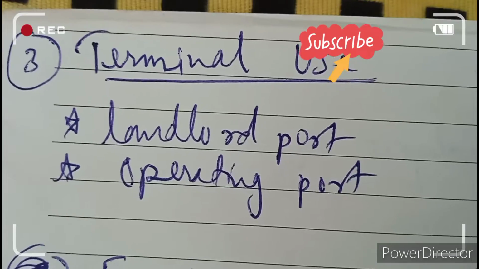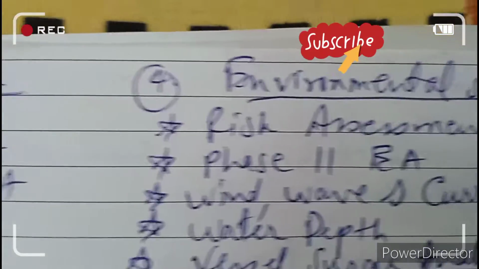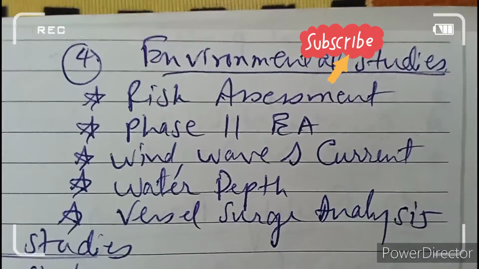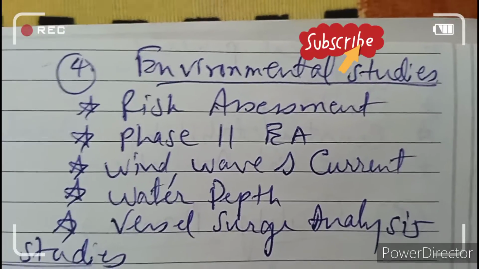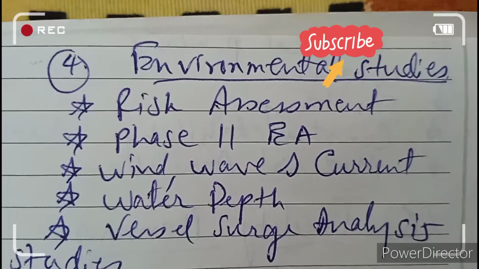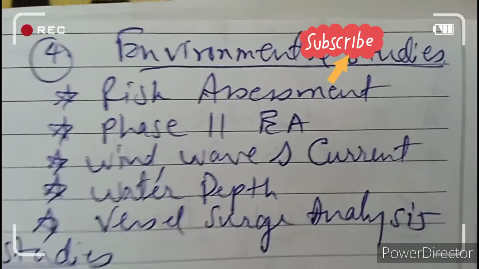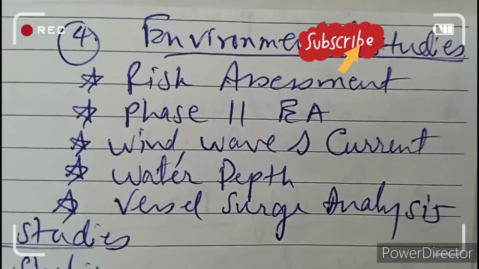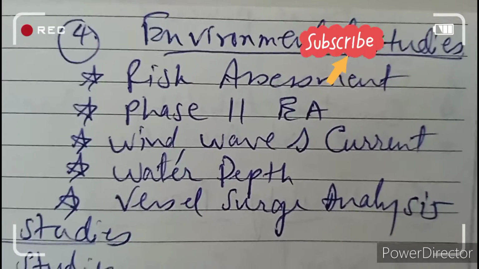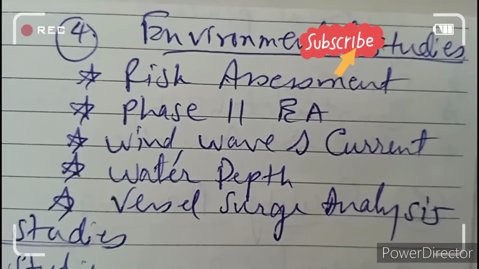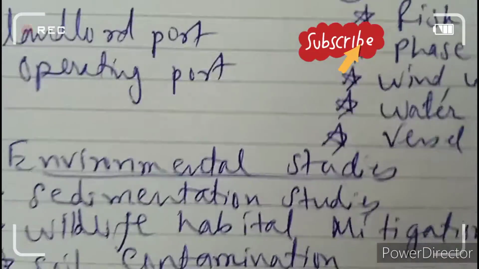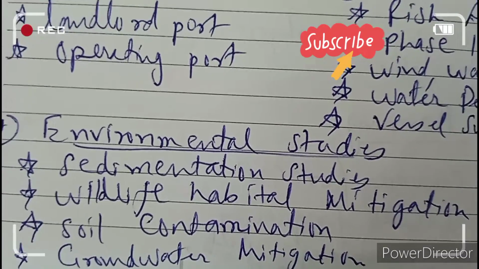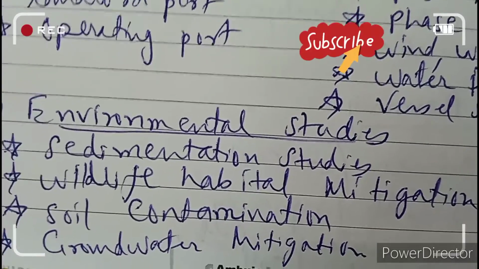Let's discuss the fourth phase, which is the environmental studies. Environmental studies are the basic studies regarding the influence of the port on its nearby environment and surroundings. The environmental studies consist of risk assessment. Second, the phase is environmental assessment: wind, wave, and currents, water depth, vessel surge analysis, sedimentation studies, wildlife habitat mitigation, soil contamination, and groundwater mitigation.